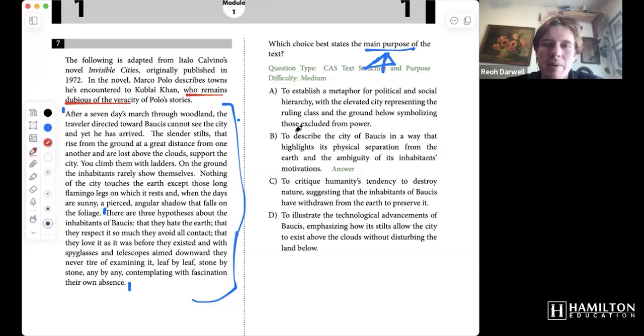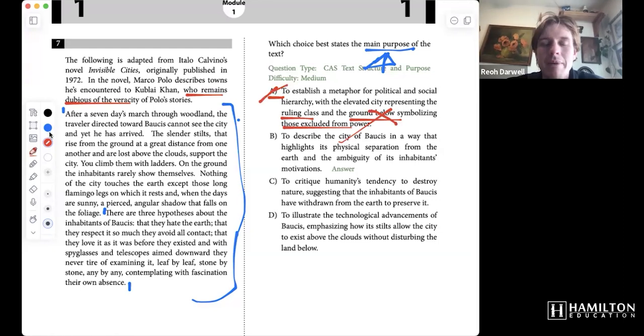Okay, so for example, A, this is probably the most interesting answer choice, and it's one that, if you could prove it in an AP Lit class, is plausible, right? But within the context of the passage that we're actually reading, let's look at a few things, right? The ground below symbolizing those excluded from power. Is there anyone in Bacchus who is living on the ground? No, right? So how can they symbolize those excluded from power? They really can't. Okay. Is there a ruling class that they talk about in Bacchus? No, they just talk about everyone living on these slender stilts.